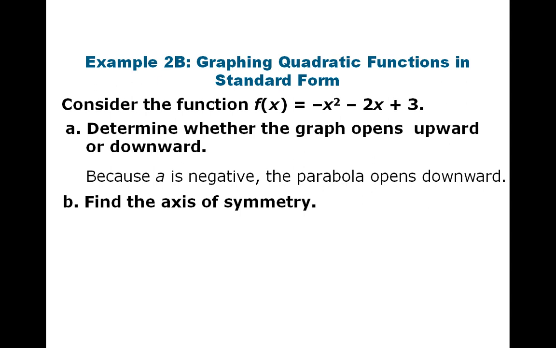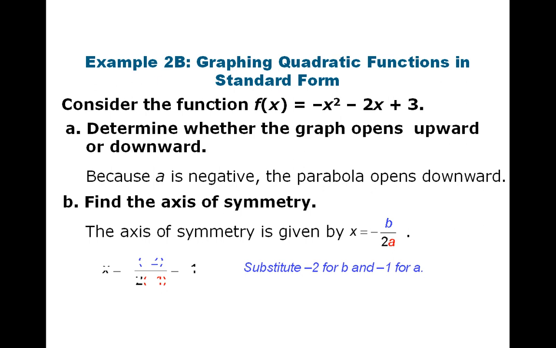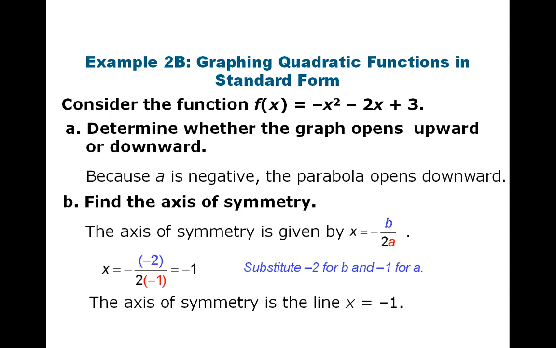To find the axis of symmetry, remember that's x equals negative b over 2a. So b is negative 2, it's the coefficient, it's the middle term, divided by 2 times a, which is negative 1. So we'll have negative 2 divided by 2 times negative 1, which equals negative 1. Therefore, the axis of symmetry is the line x equals negative 1.